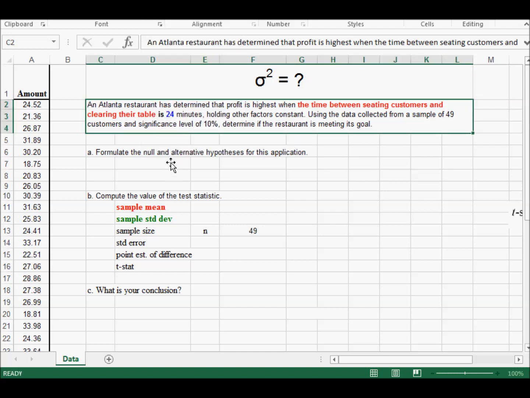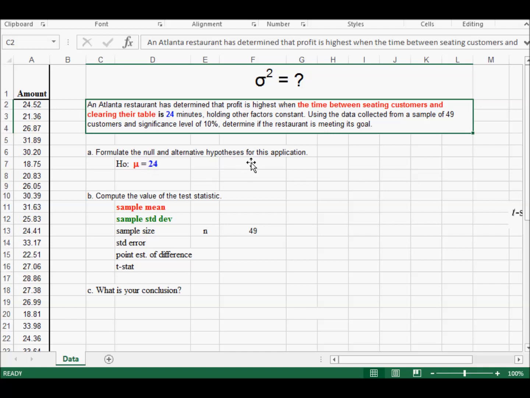Now the reason why I say that is because the null hypothesis, which always includes equals, is that statement, the time between seating customers and clearing their table. That is our population mean because we have a set of 49 observations on this variable. So the time between seating customers and clearing the table is 24. That's precisely this statement here.